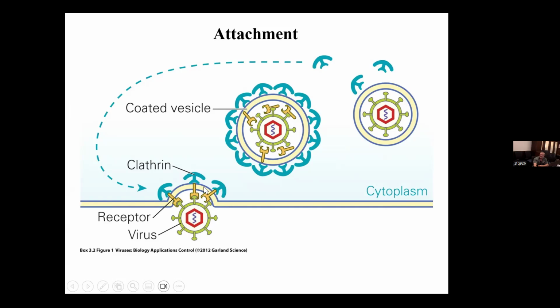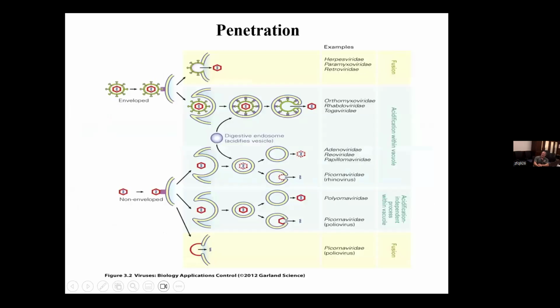So the virus is attached. Generally, what we see is the formation of clathrin. This is going to be our clathrin-coated vesicle, where now the virus has been internalized with the receptors that it's bound to. It's been coated with clathrin, and now it's going to be fully internalized and brought inside of the cell. Following attachment, the next phase that we see is called penetration.